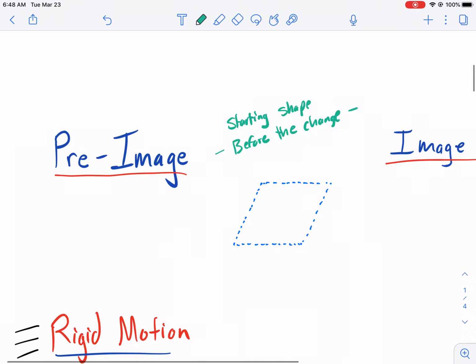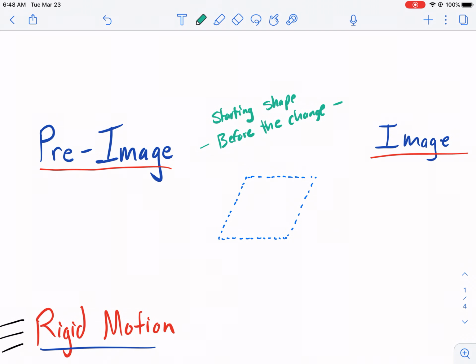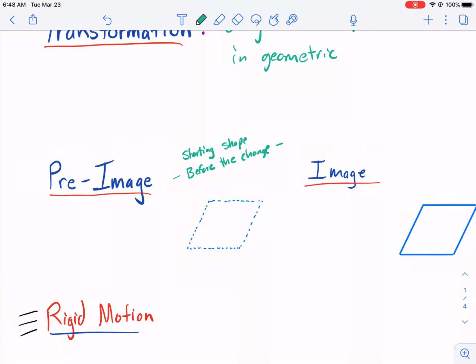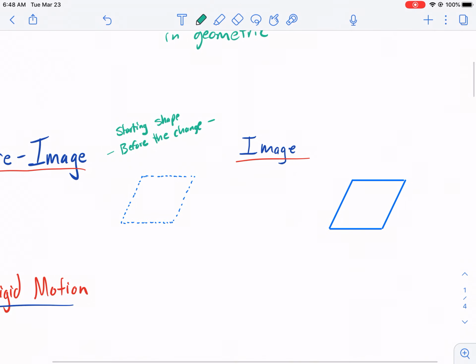And usually it's represented with a dotted line. That means it was there and now it's someplace else. Think of it as the ghost, okay? So the image is the shape after the change.